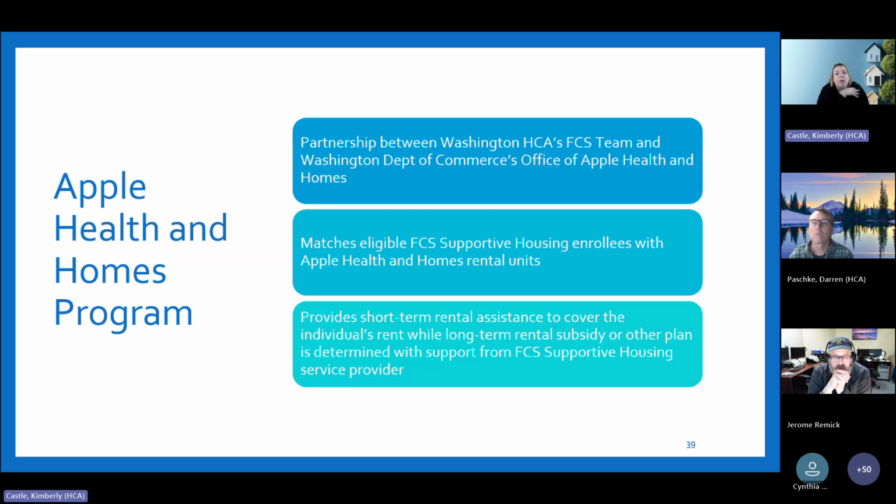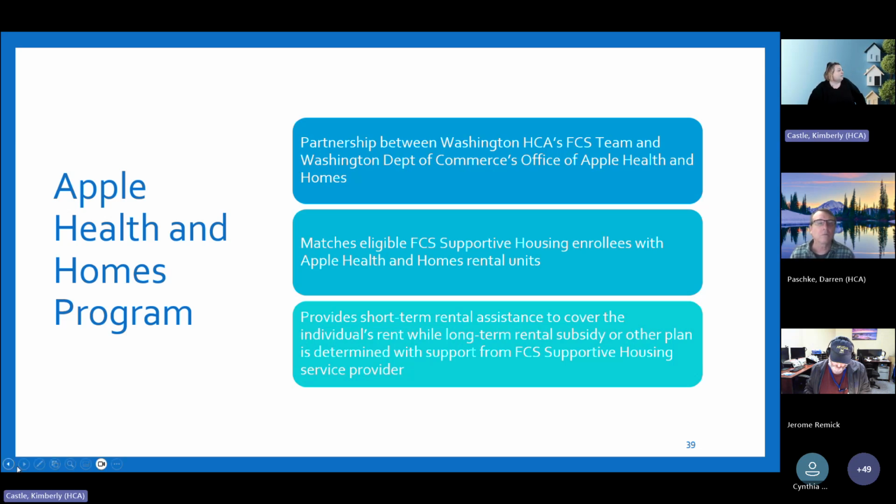It is a new program. It was legislatively mandated, and we're working really hard to make sure we get as many people housed as we can. Now, if someone gets housed under Apple Health and Homes because they were eligible upon moving in, they don't have to necessarily maintain FCS eligibility forever. So they could keep their housing whether they're receiving those FCS services or not down the road. If they lose Medicaid eligibility, maybe they go back to work and have income so that they can have their own personal health insurance through their employer, that would make them lose eligibility, but it doesn't mean they would lose their housing.